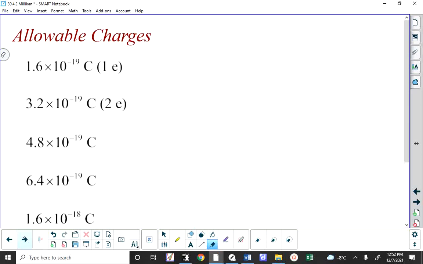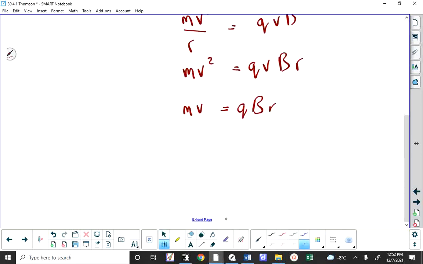The bottom line, everybody, is the charge that an object has is always a whole number times the elementary charge. So going back to our problem here, if I can determine the charge by taking mv over br, I'm not going to do the calculations. I'm going to tell you that what you are going to get is something very close to 4.8 times 10 to the negative 19.